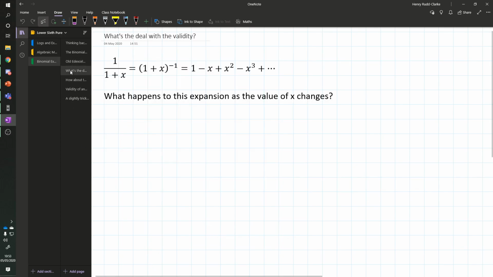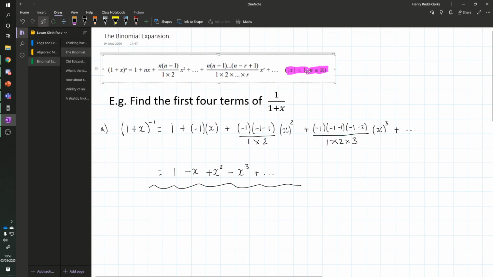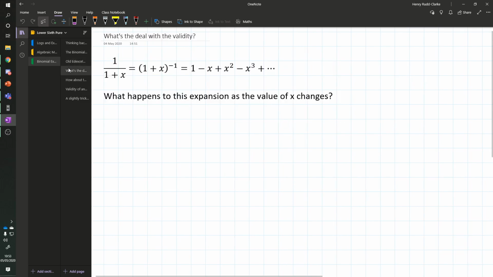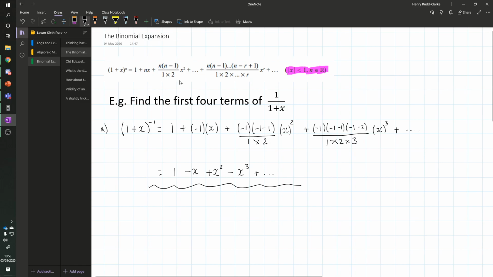Alright, that's that. So what's the deal with the validity? I spoke a bit about this part that I highlighted here: modulus of x is less than 1. Here's that expansion written out again. I'm going to think what happens to this expansion as the value of x changes. We've been told in this question the limitation is that the size of x has to be less than 1. So the modulus of x less than 1 means that x is bigger than minus 1 and less than 1, because the total size of it has to be less than 1.